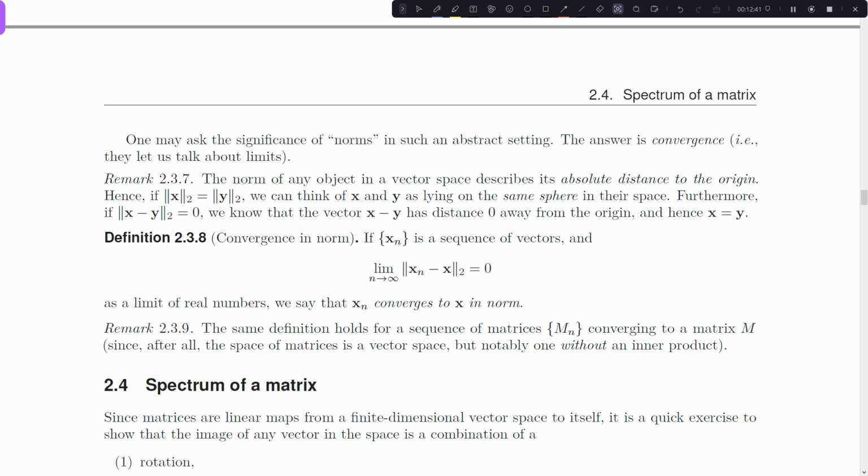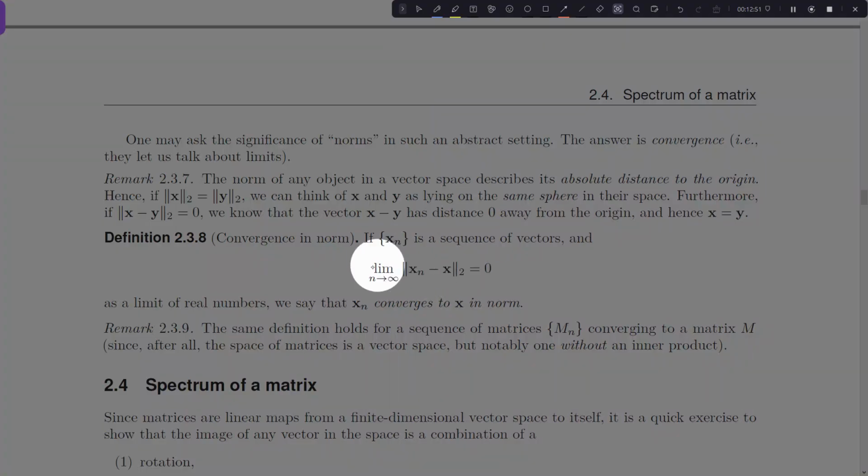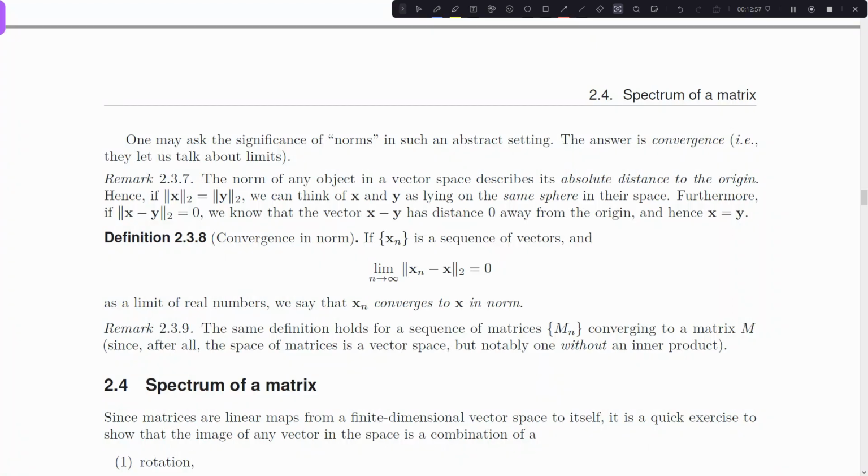So you can embed the matrices into this vector space of matrices, and then you talk about the norm's absolute distance to the origin. If you're taking the norm of a difference of two elements of a vector space, and that norm tends to 0 as n goes to infinity, that means that they have to get infinitely close together.